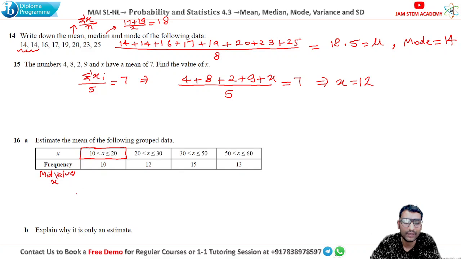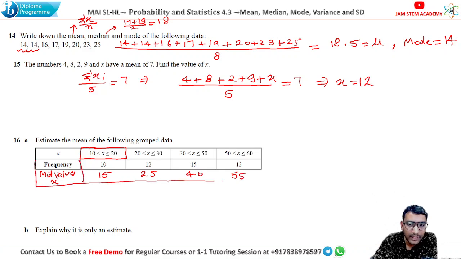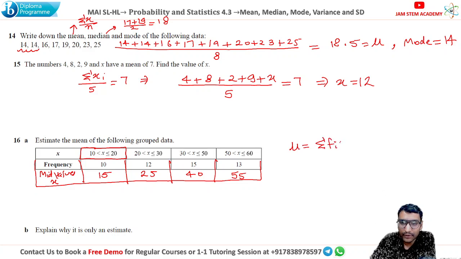Then we can multiply that with the frequency, right? So here what are the mid values? 15, 25, here it is 40, and here it is 55. Now in order to get the mean, later we will discuss we can easily solve these questions with the GDC as well, but here we are using the definition only. So the mean is given by the summation of frequencies fi multiplied with xi values divided by the sum of all frequencies.